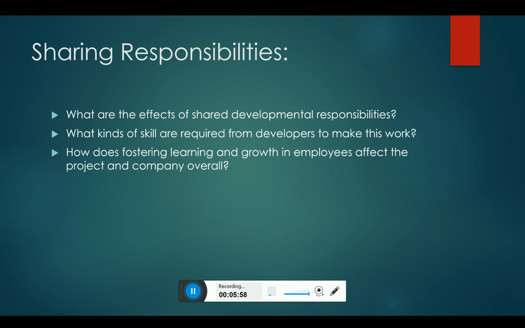Alright, how does fostering learning and growth in employees affect the project and company overall? I think it's all about building trust in the employees, and you're enabling them to learn more, and by that you help them get the products done better, and you get it done faster, and they get more experience, and then they can help train other employees later on.